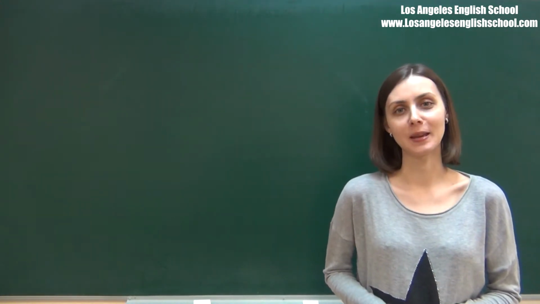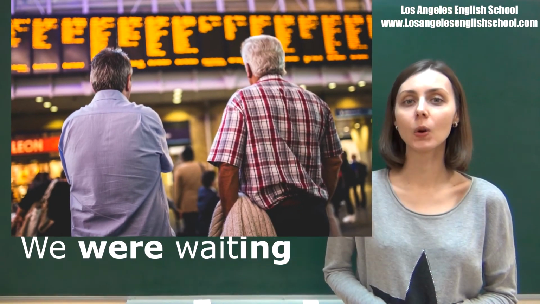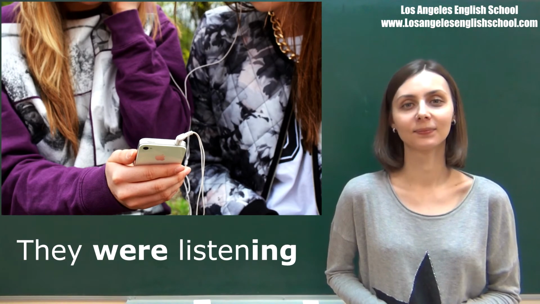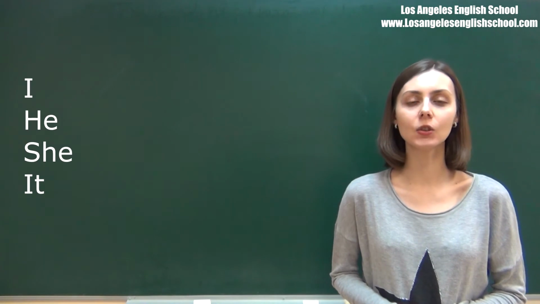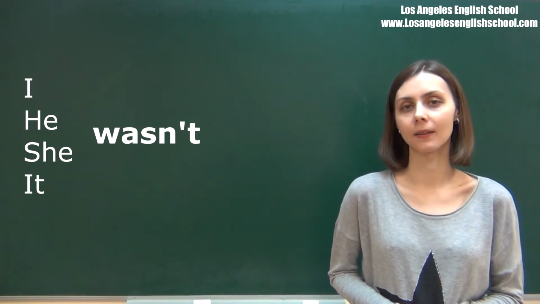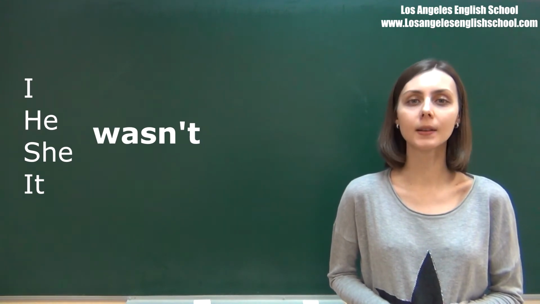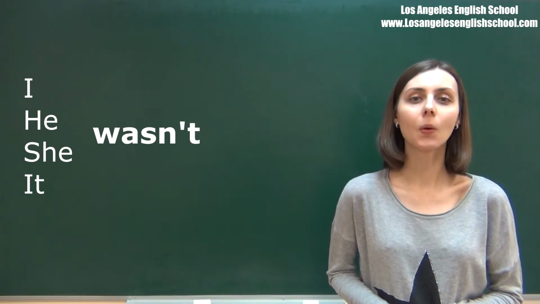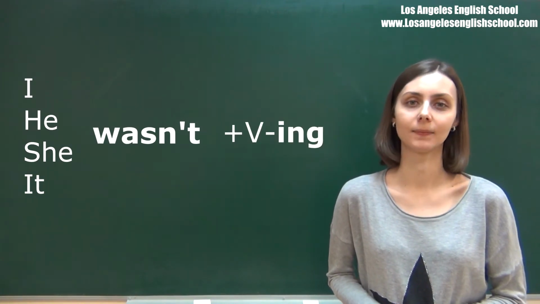Will you repeat after me? You were talking, we were waiting, they were listening. To make the negative sentence, for I, he, she, and it, you use wasn't. Can you repeat after me? I wasn't. He wasn't. She wasn't. It wasn't. Plus a verb with the ing ending.